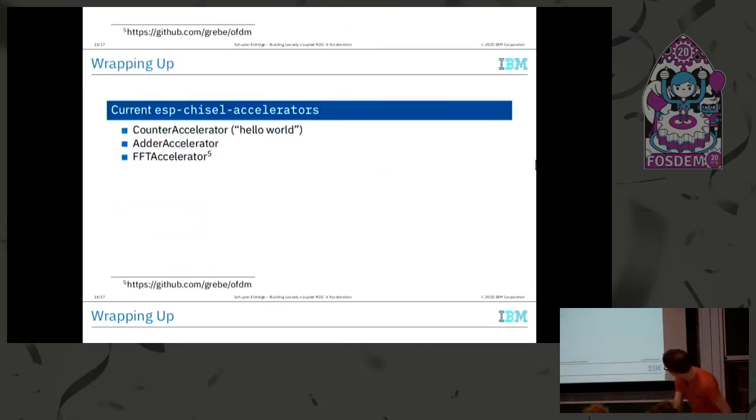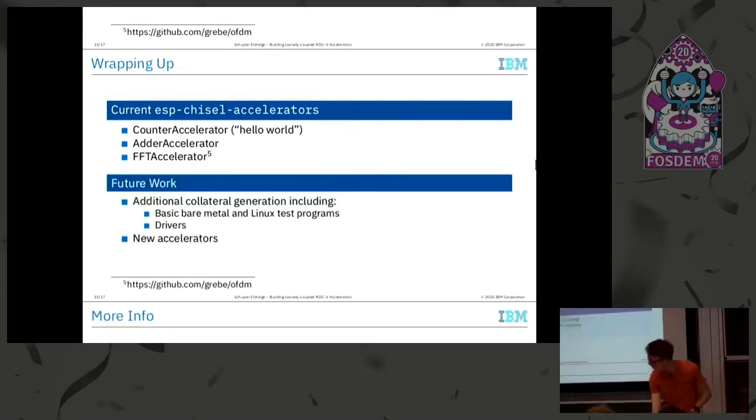And then, finally, wrapping all of this up, we currently have 3 ESP Chisel accelerators. 2 of them are toys, 1 of them is not. There's a counter accelerator, which just reports done after n cycles. There's this adder accelerator that we have, and we also have an FFT accelerator that integrates work from UC Berkeley on building nice, fast, efficient FFTs.